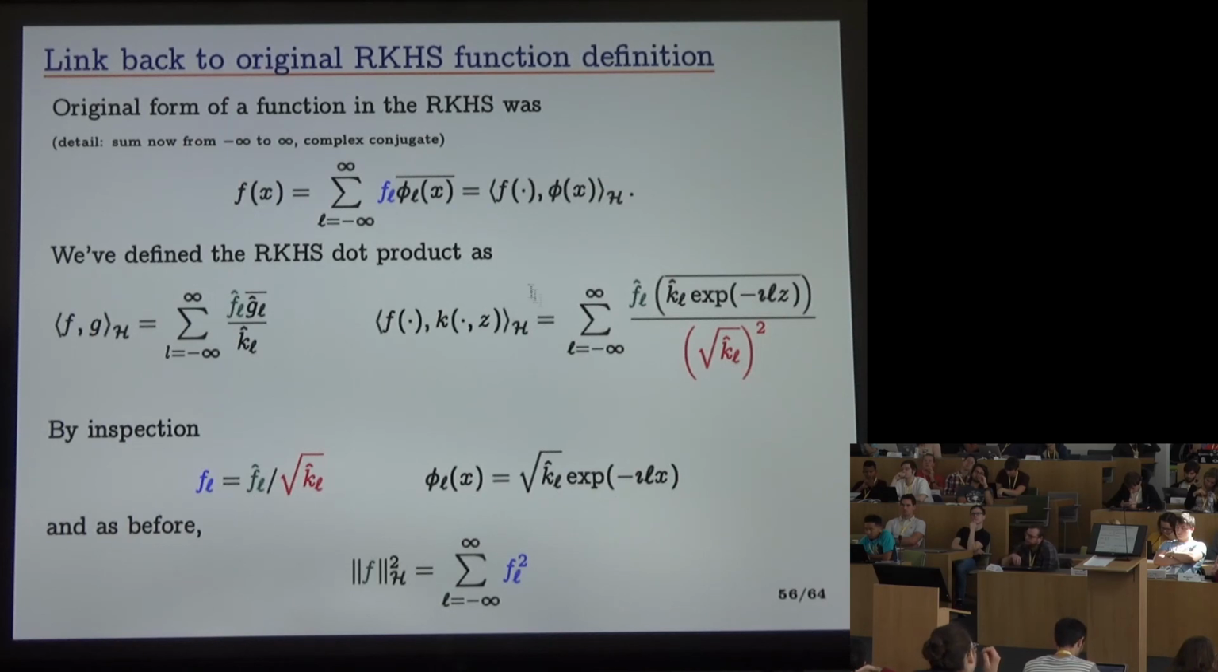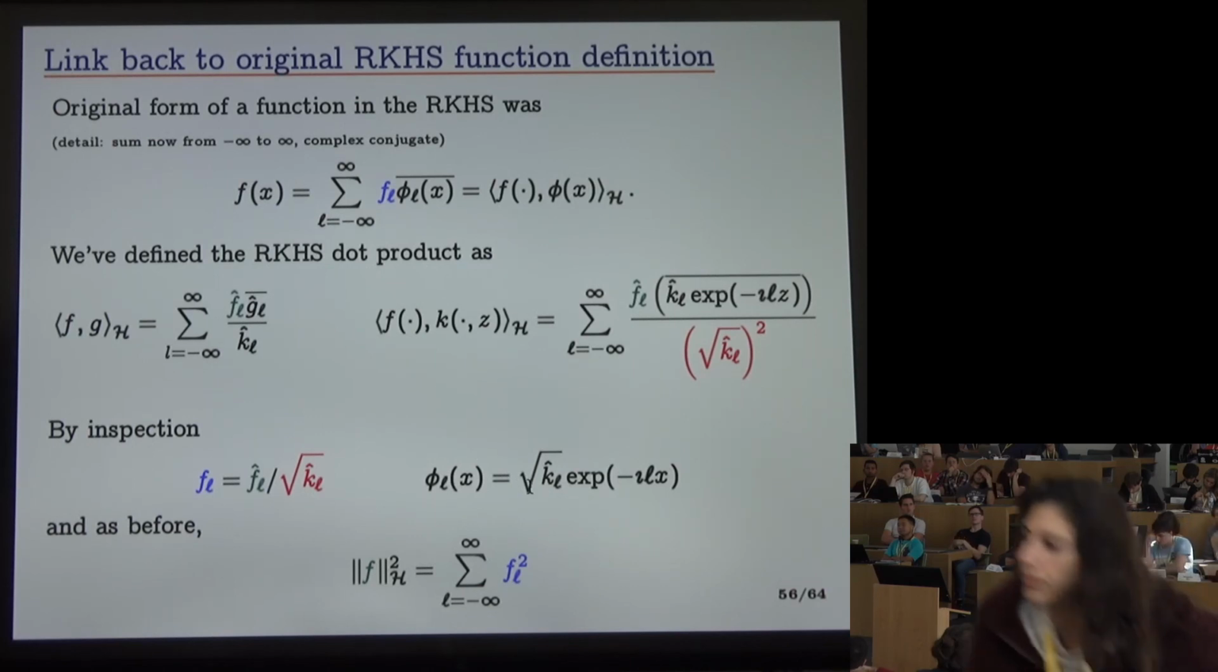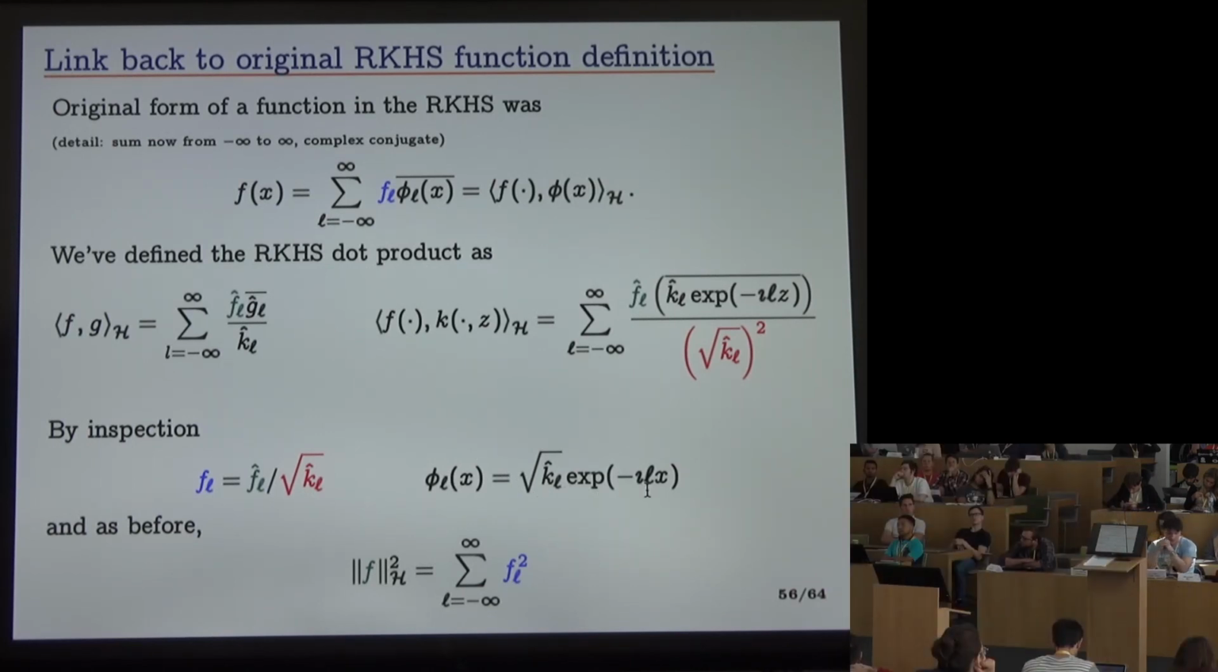So, compare this expression with this expression. If I substitute f hat l over square root of k with f_l, and phi_l with square root of k times e to the minus i l x, then this expression and this expression are exactly equal. So now we've tied in our Fourier construction with the earlier feature construction. My f hat l's are just the Fourier coefficients divided by the square root of the Fourier coefficients of k. My features are square root of k times eigenfunctions of my kernel, just as before. And then I've got this expression here.